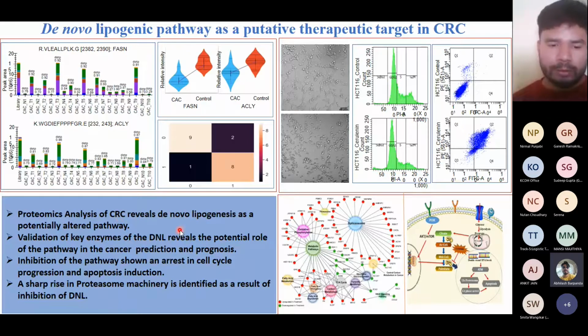If we can detect or measure the level of the protein, we can at least predict whether the samples are cancerous or not. And if we can identify some compound that blocks this process, we can further move to clinical trials to deactivate the role of the pathway in the cancer samples. And if we inactivate the protein or the pathway, it shows a hyperactivation in the proteasome machinery followed by apoptosis induction that is somehow controlling cell proliferation and metastasis.